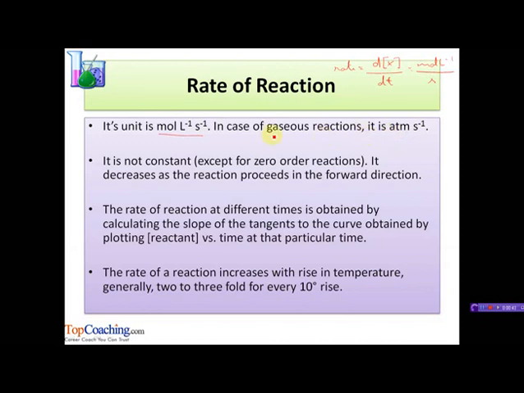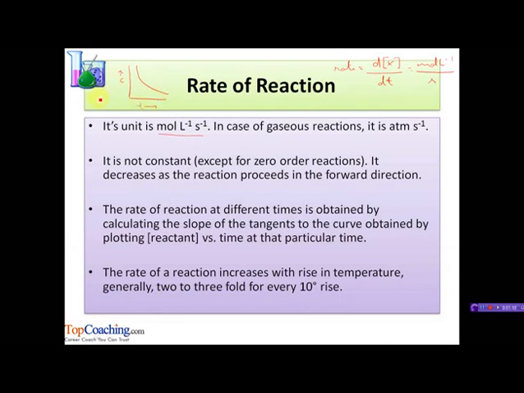The rate of reaction is not constant except for zero order reactions. Very soon we are going to discuss zero order reactions and we'll see what is the case with them. Otherwise, it decreases as the reaction proceeds in the forward direction. Now, if you remember, the graph between the concentration and time was something like that. We plotted concentration on the y-axis and time on the x-axis. And the curve for the reactants was something like that.